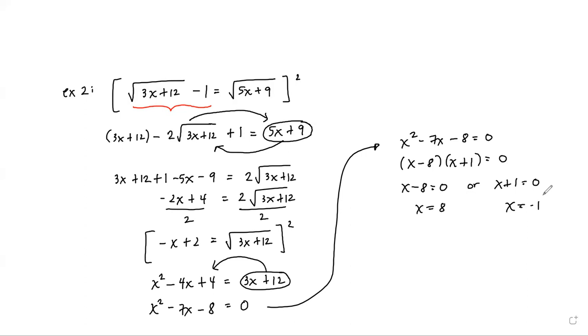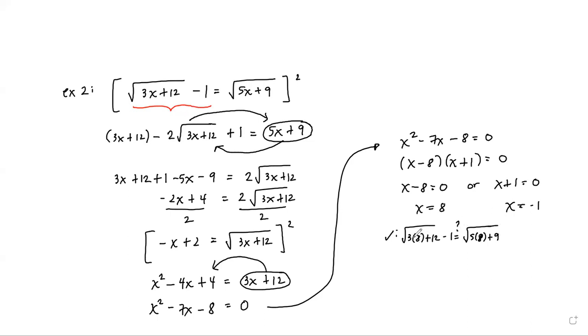So again, since this is a radical equation, we need to check if x equals 8 will satisfy the following. So that will be the square root of 3 times 8 plus 12, minus 1, equals the square root of 5 times 8 plus 9. So let's put a question mark here.